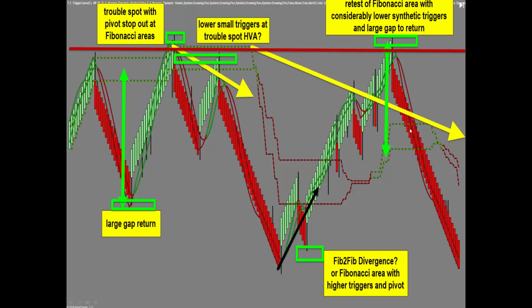So, when you add up lower synthetic triggers far away from resistance with a big gap, and a pivot stop out at Fibonacci resistance, and the small triggers not breaking through Fibonacci resistance, this is basically the trifecta for trigger line reading and a counter trend trade short from our Fibonacci area, which really takes off with a lot of strength to the downside. This is where we're looking for that tiny reversal bar, any type of selling momentum to get us into a position to take that short trade.